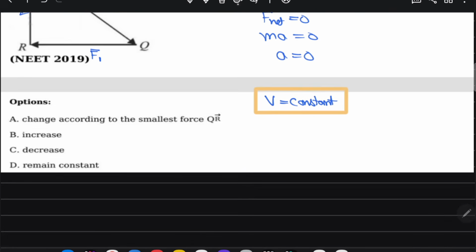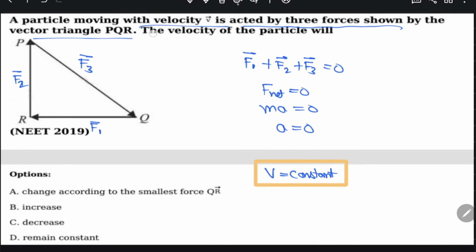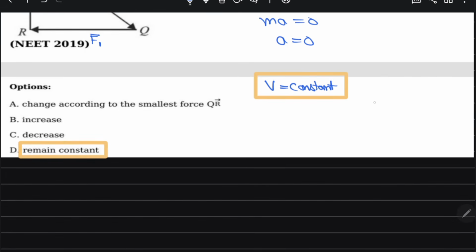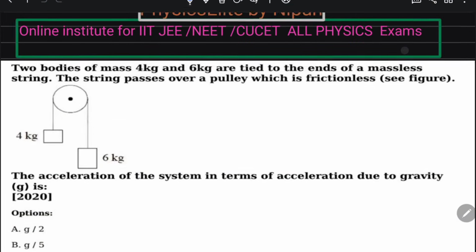So velocity is constant. They are asking about the velocity of the particle. The velocity of the particle remains constant. So option D is correct. Now I proceed to the next question.